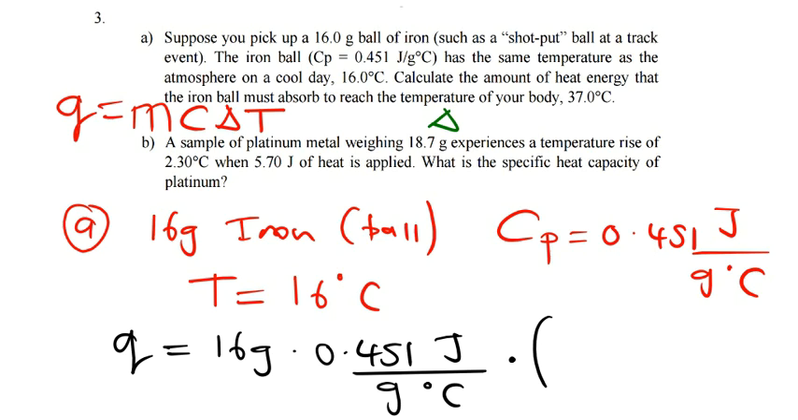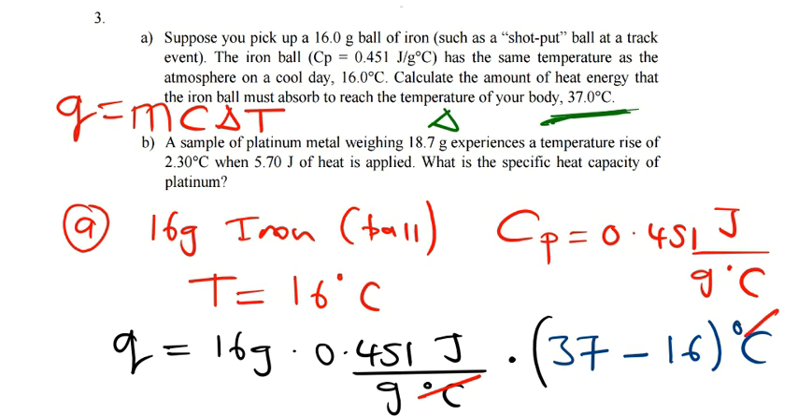What is the final temperature? The iron ball must absorb heat to reach the temperature of your body, 37 degrees Celsius. That means its final temperature is 37, and then the initial should be 16, in degrees Celsius. The degrees Celsius will divide out, and the grams will equally divide out, so we just remain with the joules.